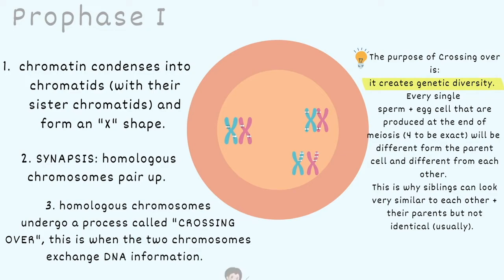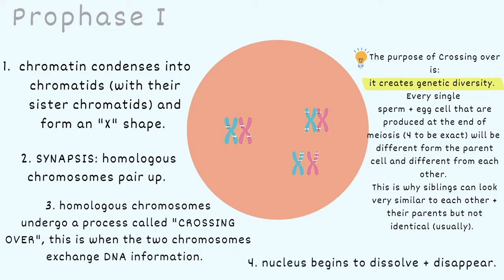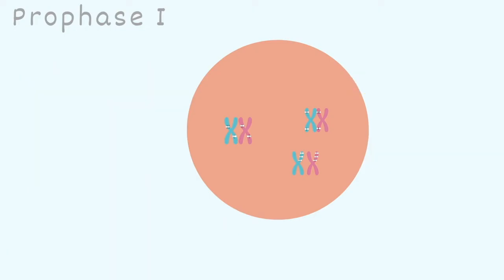The last thing that happens here in prophase 1 is the nucleus begins to disappear. The most important events in prophase 1 to remember are synapsis, crossing over, and of course, crossing over means genetic diversity. So leaving prophase 1, the cell moves on to metaphase 1.